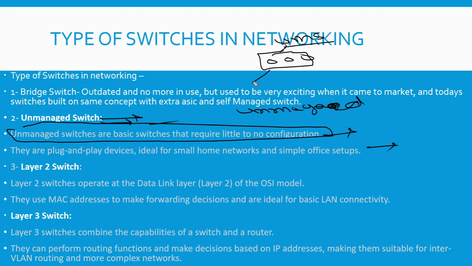Then you have two computers connected here, one here and one here. Any packet or frame you send from here, you don't need to configure anything on the unmanaged switch. It just automatically receives traffic and starts sending traffic, but it will send traffic only to the port that is connected.